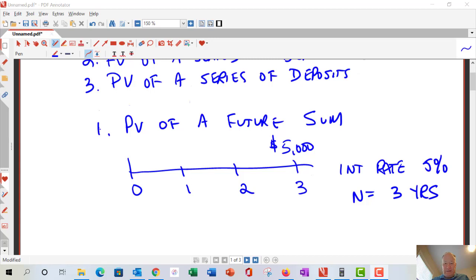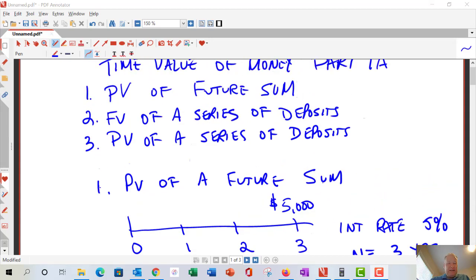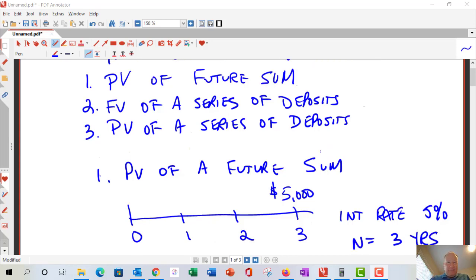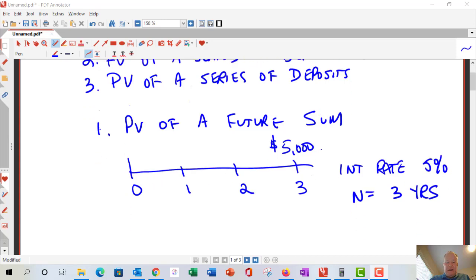Hello, welcome back to looking at present values and future values, and then we're also going to look at a series of deposits or payments today. So we've already looked at the future value of a present sum. Today we want to look at a present value of a future sum. What's the value today of some sum we're going to receive in the future? And then we're also going to look at a series of deposits.